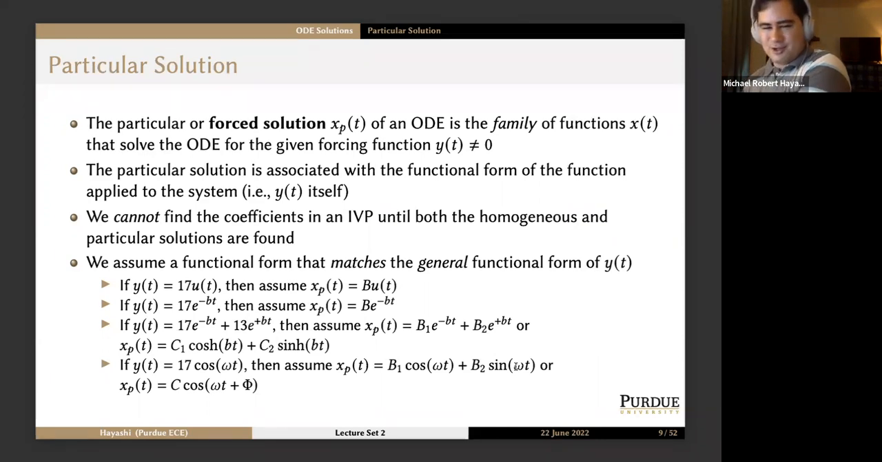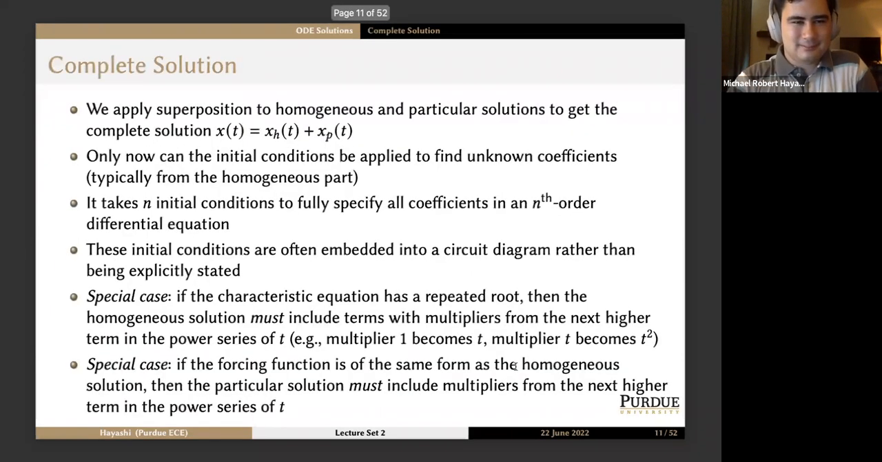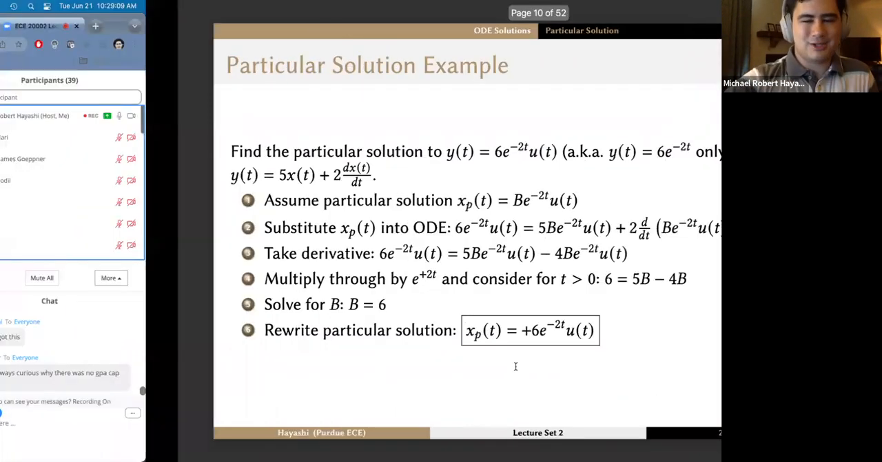These are basically the functions we're going to deal with. There really aren't too many others that we encounter. If we need them, then we'll have to figure them out. Questions on the particular solution?